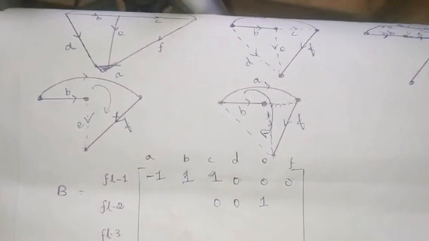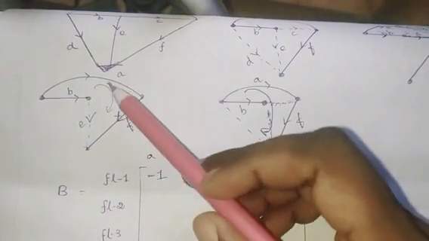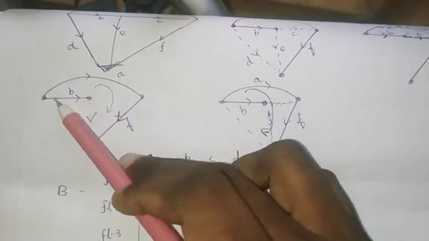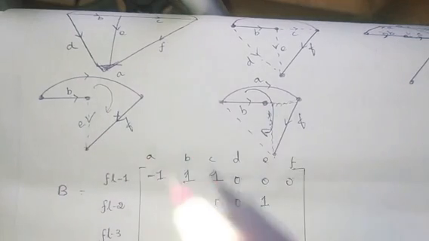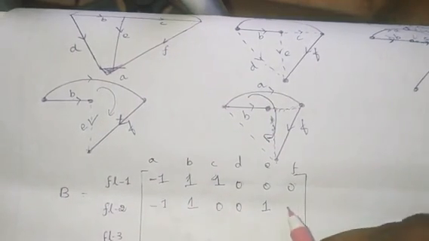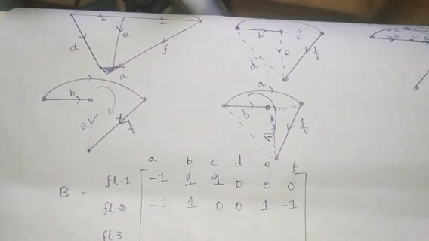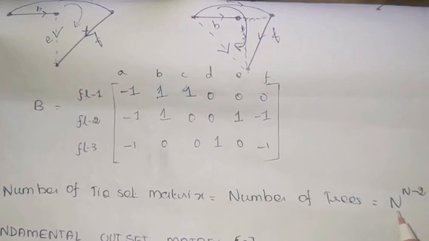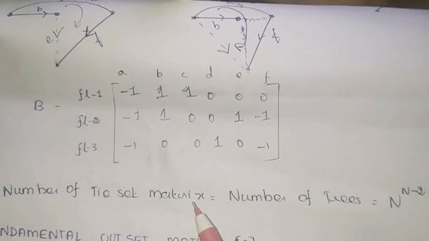Now check the direction of the other branch currents. F and A are opposite to that of E's direction, but B's direction is the same as that of E. So B takes the value +1 and the other branches take the value -1. Similarly, I can write the elements for the third row also. A graph contains n to the power n minus 2 number of trees, so I can write n to the power n minus 2 number of tie-set matrices for a given graph.